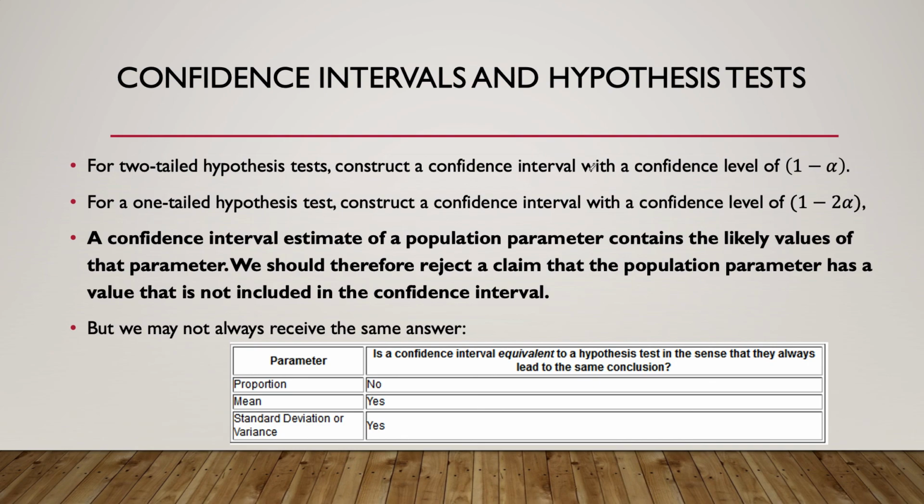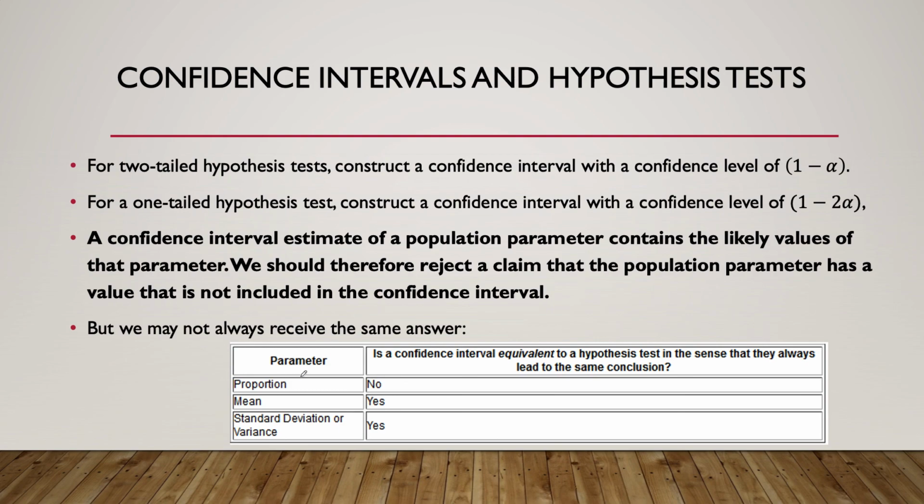For a confidence interval in a hypothesis test, for a two-tail hypothesis test, we can construct a confidence interval with a confidence level of 1 minus alpha. And if it's a one-tail hypothesis test, we can construct a confidence interval with a confidence level of 1 minus 2 times alpha. A confidence interval estimate of a population parameter contains the likely values of that parameter. We should therefore reject the claim that the population parameter has a value that is not included in the confidence interval, hence where this comes from. But we may not always receive the same answer per se.